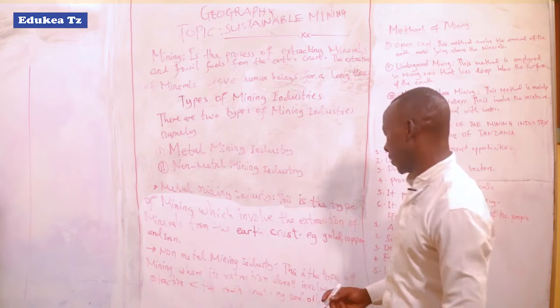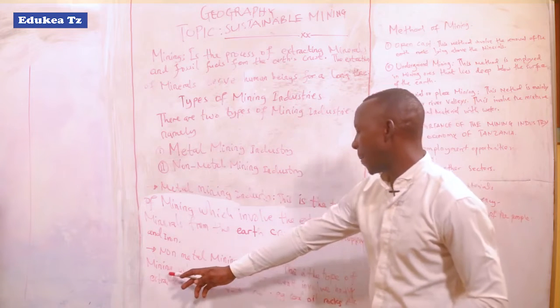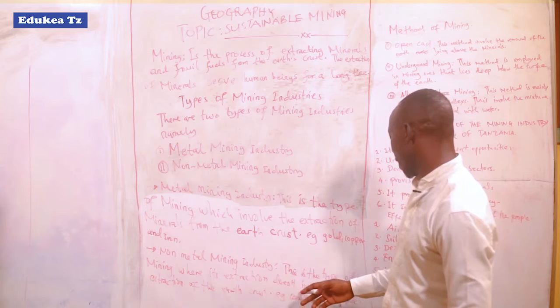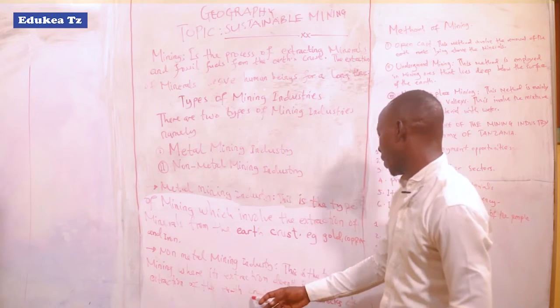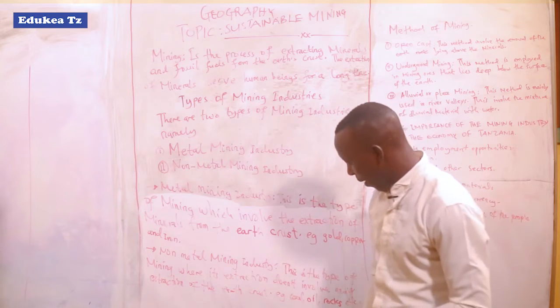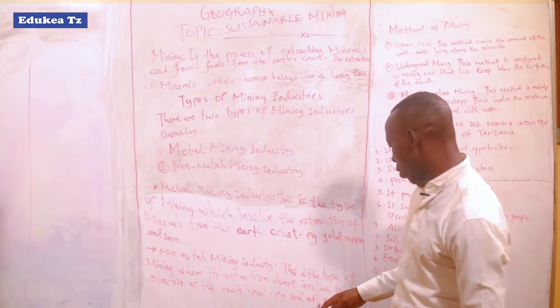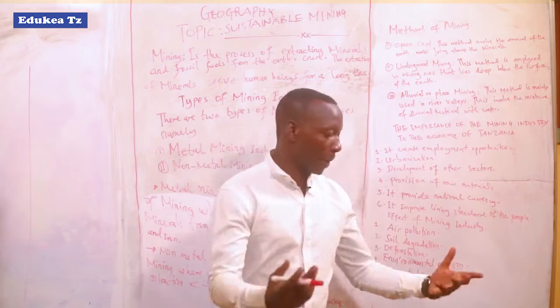So after looking at the first type of mining industry, let us see the next one, which is non-metal mining industry. Non-metal mining industry is a type of mining where the extraction doesn't involve heavy extraction of the earth's crust. Examples of those minerals are coal, oil, rocks, etc.